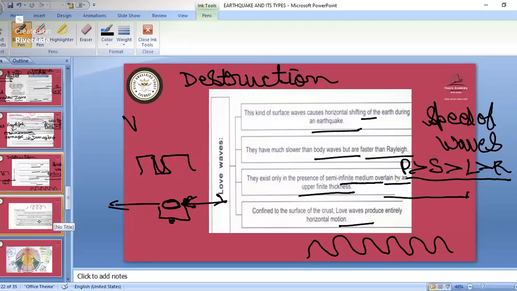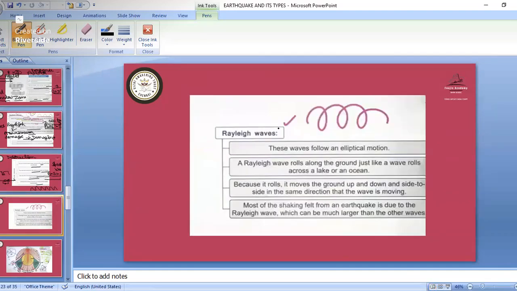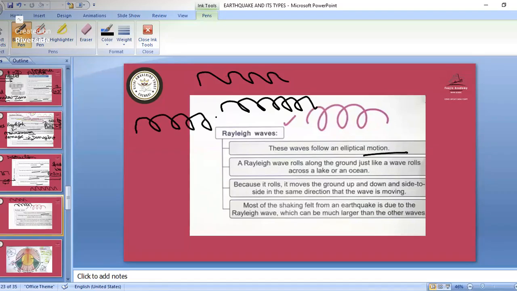Then we have the Rayleigh waves. If you see, these particular waves follow an elliptical motion, like a spring, the way a spring moves. Like we said, Love waves travel horizontally, and in that case there is destruction, but now when it follows this elliptical motion, can you say that we have the maximum destruction?